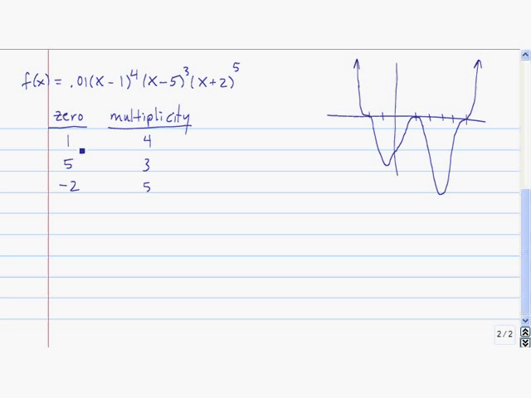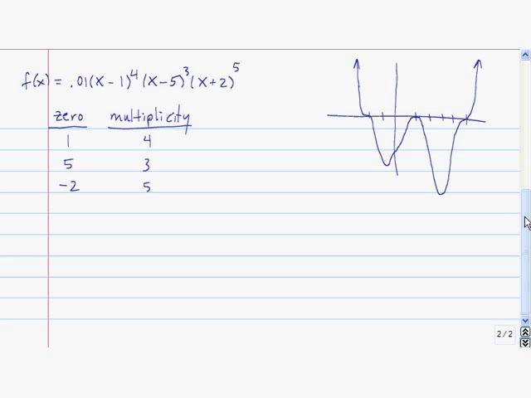Then at the zero of 1, the graph bounces off the x-axis, starts to flatten out a little bit. At the zero of 5, the graph pierces through the x-axis, but it's a little less flat than at the zero of -2, which had multiplicity 5.